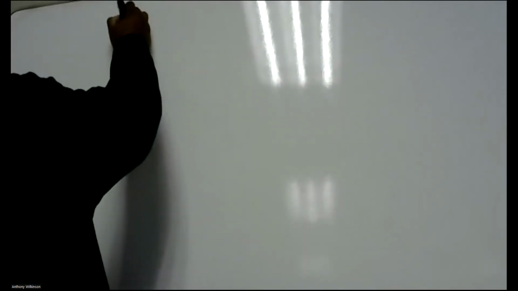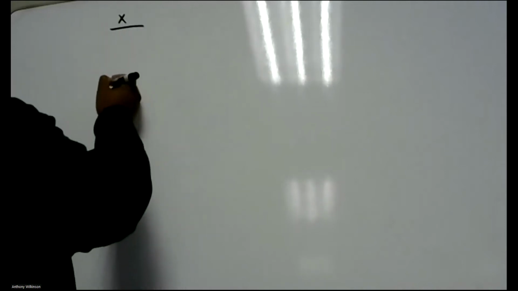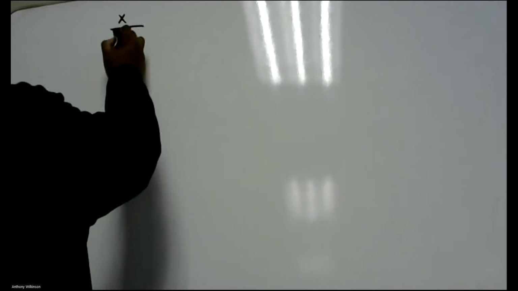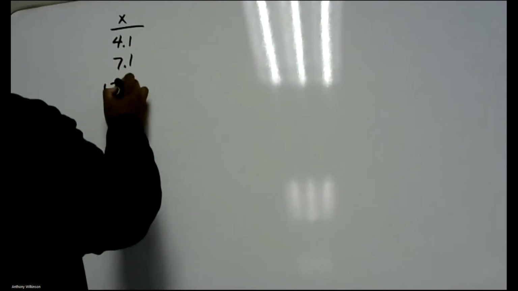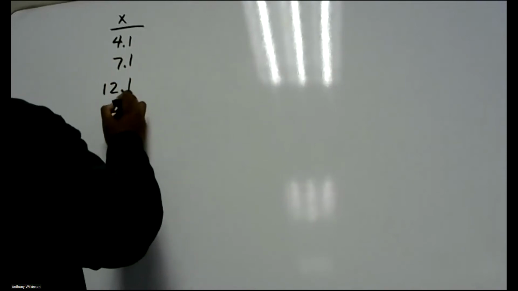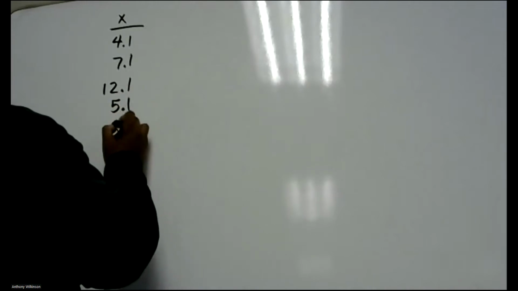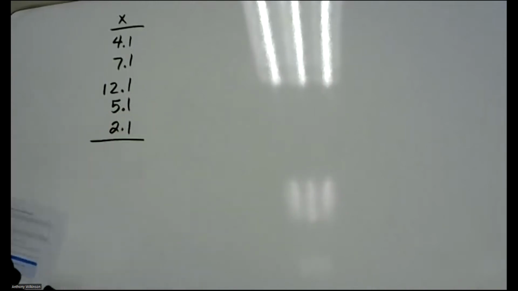So in this case, here we got 4.1. Let me put this as a table. X is going to be the data values here in this column. So I have 4.1, 7.1, 12.1, 5.1, and 2.1.